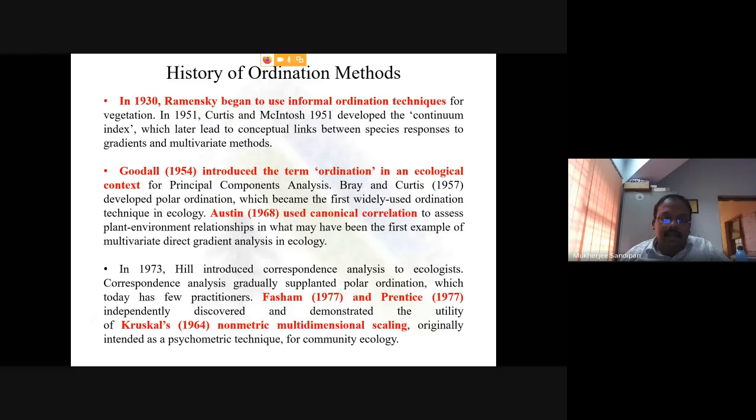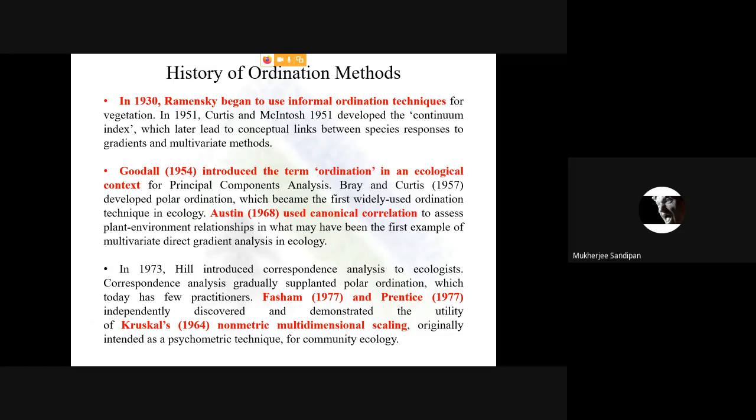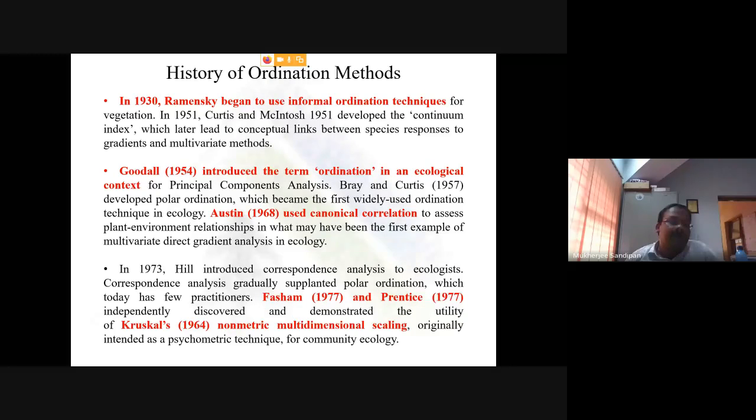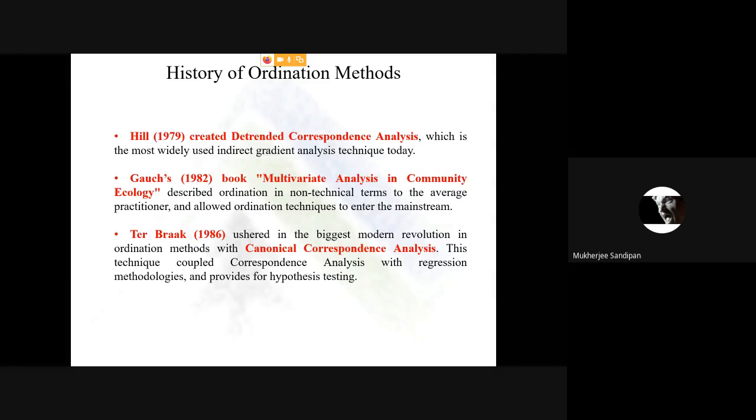In 1973, Hill introduced the correspondence analysis to ecology, and correspondence analysis gradually supplemented the polar ordination. So polar ordinations people don't use these days. And Kruskal's 1964 non-metric multidimensional scaling, people started using it from the early 1970s, and still we are using this non-metric multidimensional scaling. Here in G.B. Pant Institute, as well as many biological institutes across India and across the world, people still use non-metric multidimensional scaling. And recently we have also started using this method for water-related issues.